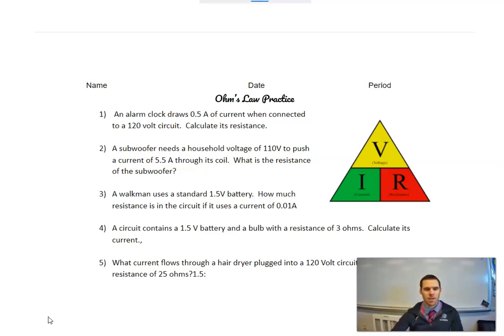For this video I'm going to walk you through how to do the first couple examples of your Ohm's Law assignment. If you recall from class, we have a couple different ways that we can look at Ohm's Law in terms of the formula. You might recognize it as V for volts is equal to I for current times R for resistance.